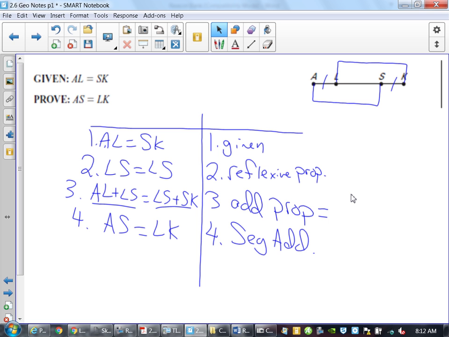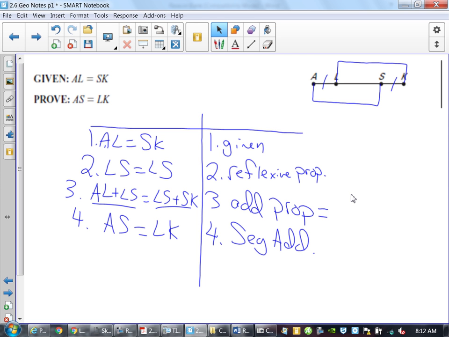A lot of times, and this is a very common thing, if you have what's going to look like a segment addition problem or an angle addition problem, you're going to wind up having to find something in the middle, add it to both sides, and then use segment addition or angle addition. I also think that as we get into more midpoint stuff, using those properties, it's going to be easier to see how these things work.